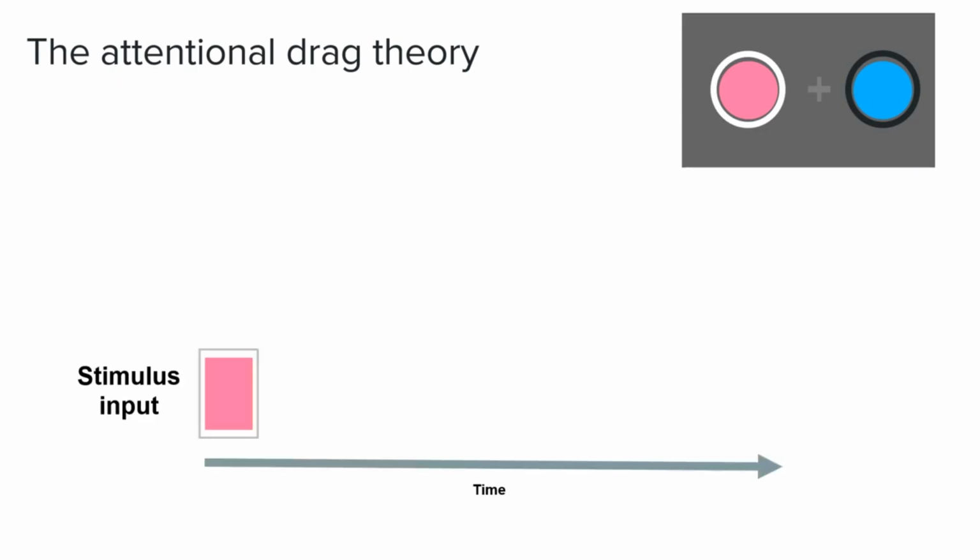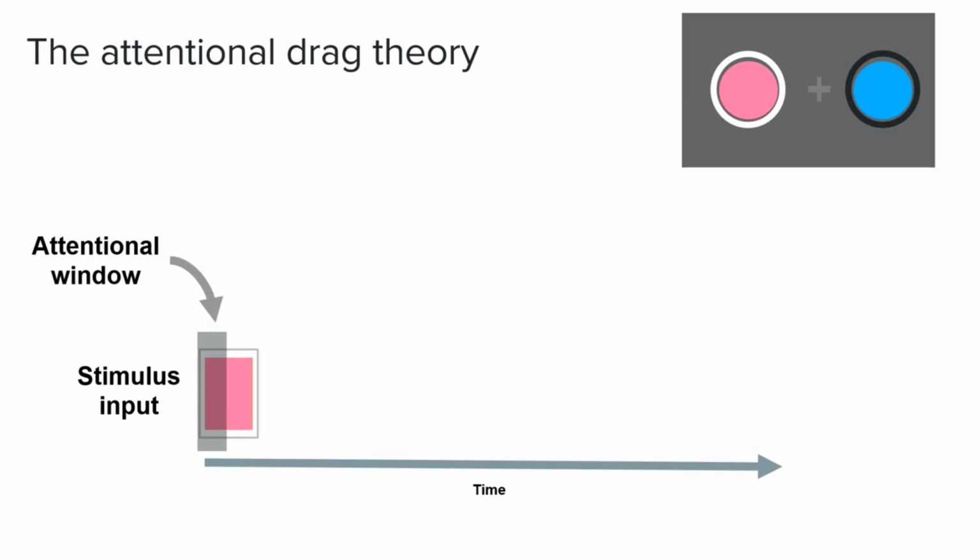Together, these experimental results led to the development of the attentional drag theory. To give you a broad strokes overview, let's remember the task where you must select the color presented at the time of the cue. So if we plot the stimulus input coming into the system over time across the bottom here, the presentation of the cue will trigger the deployment of attention, opening an attentional window in time.